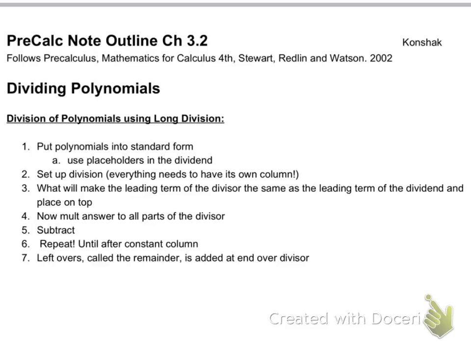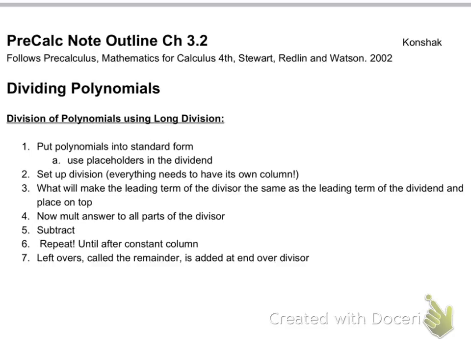You need to put a 0 x cubed. You need to have all of the x powers from the highest all the way down to the constant. So if there's no constant, a plus 2 or a minus 3 at the end, you also need a 0 there. You need to have one. This allows me to set up columns for every type of degree. So then you set up your division. Everything needs to have its own column. That's what I just said.